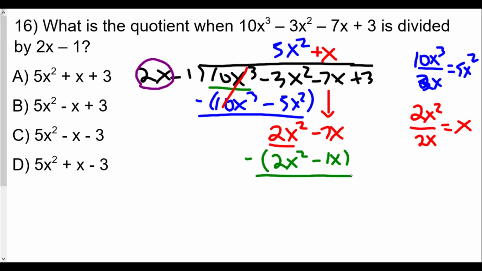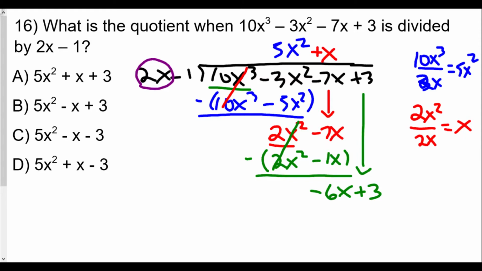Okay. So again, these cancel out. 2x squared minus 2x squared is 0. Negative 7x minus negative 1x. Well, it's negative 7x plus positive 1x because subtracting the negative is the same as adding a positive. We get negative 6x. And we bring down the plus 3.